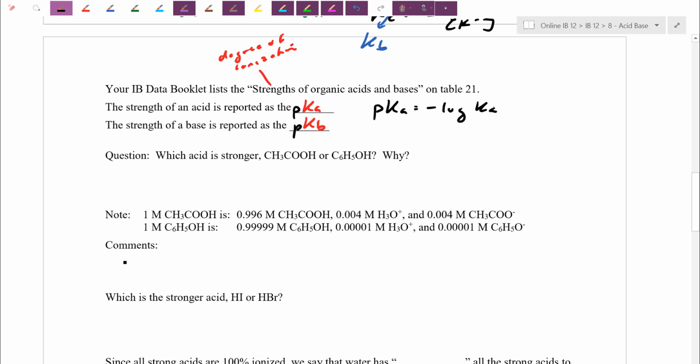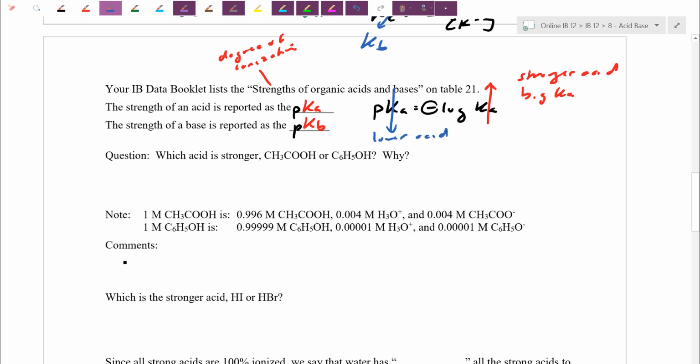I want the tinier numbers to be the more acidic ones. Because of this negative, if I have a big Ka value, so big Ka means it is a stronger acid, but unfortunately because of this negative here, it's going to mean the lower the pKa is, the stronger the acid. So just watch out for that there.